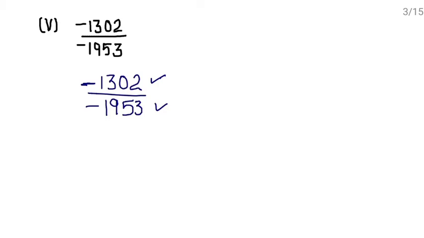How do we check the divisibility of 3? We add the digits. 1 plus 3, 4 plus 0, 4 plus 2, 6. 6 is divisible by 3, so that number will be divisible by 3. Check for this, 1953. 1 plus 9, 10 plus 5, 15 plus 3, 18. This is also divisible by 3, so cut them.